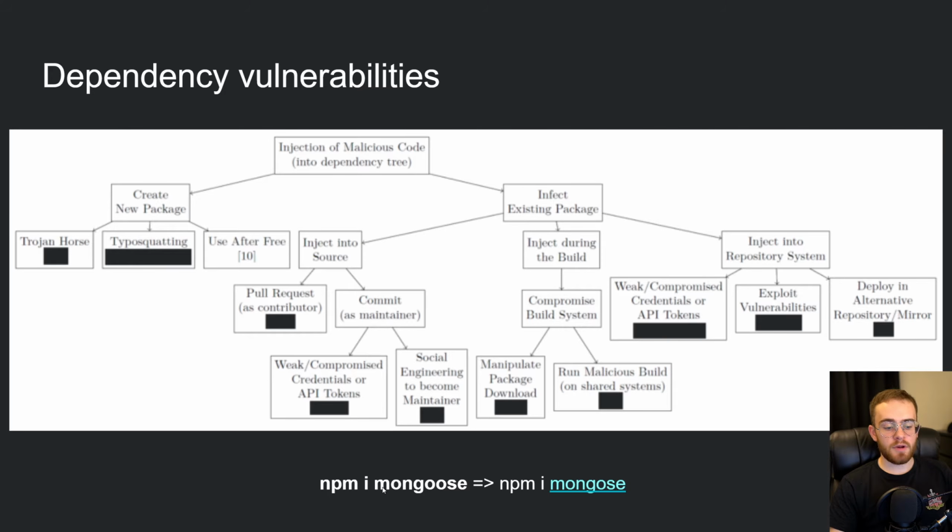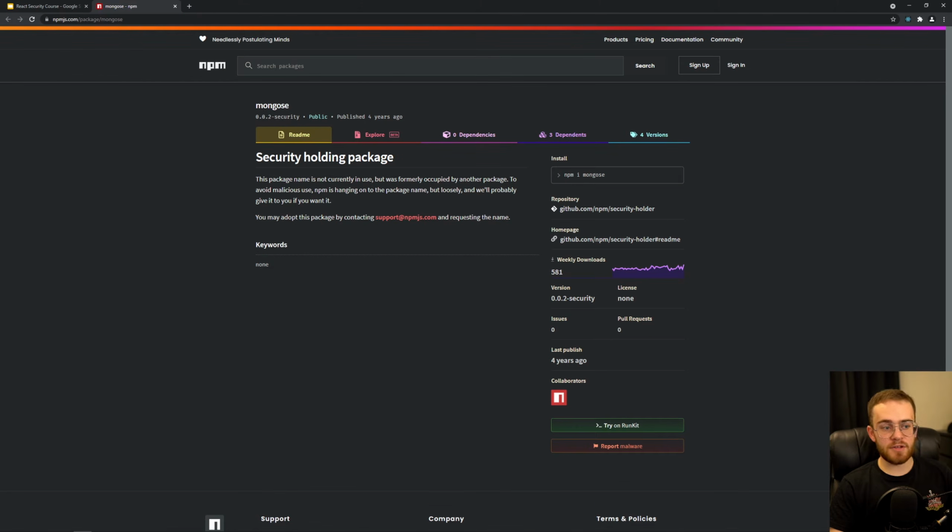But imagine someone, instead of typing mongoose, they type mongoose, right? So if we go right here, this is the npm package, and you can see that it's a security holding package. As you can see right here, it says to avoid malicious use, npm is hanging on to the package name, but if you really wanted, they can give it to you. And there have been cases where someone created a library with a typo, but it was very similar to a very popular package that contained malicious code.